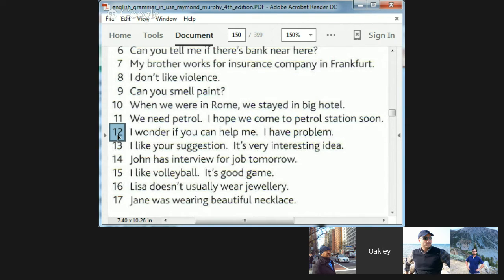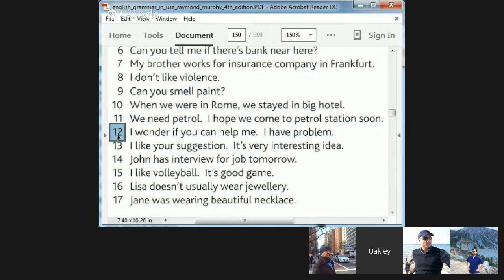Philip, number 12. I wonder if you can help me. I have a problem. Very good. A problem. One that confuses people frequently is trouble. Problems are countable. You can count your problems. You can count your blessings, but you can't count your troubles. Which is very interesting.